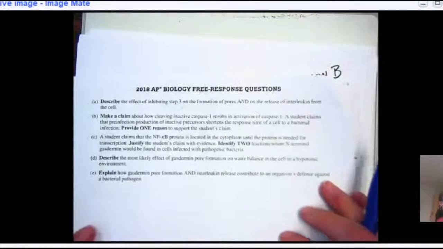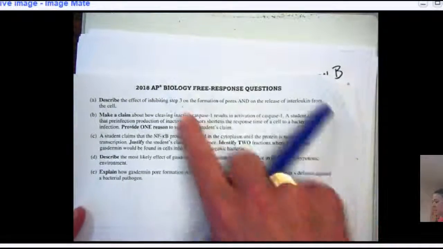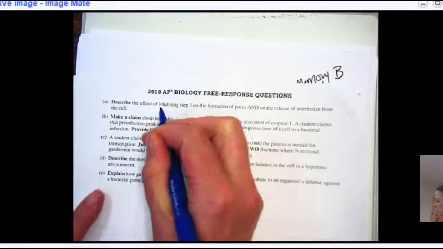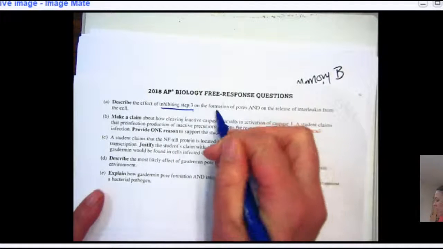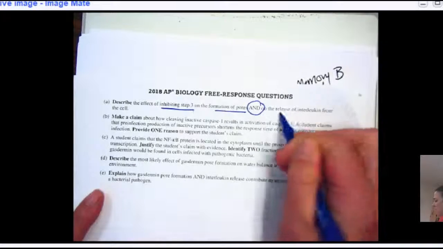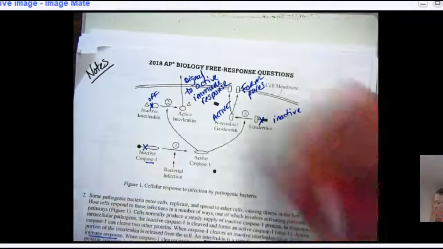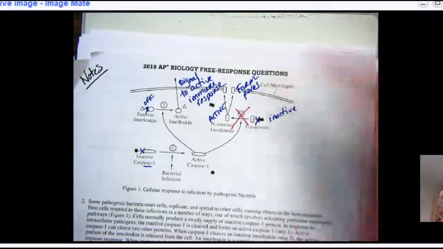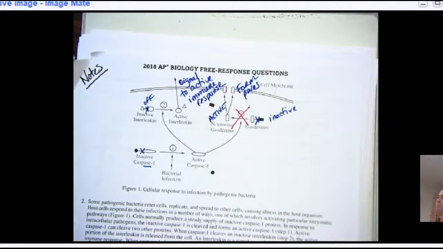So now we're ready to look at the question. We want to describe the effect of inhibiting step 3 on the formation of pores. So if we stop step 3, how will that affect pore formation and the release of interleukin? If we stop step 3 and this does not occur, how will that affect pore formation? If we can't do step 3, pores will not form. That's all you need to write.